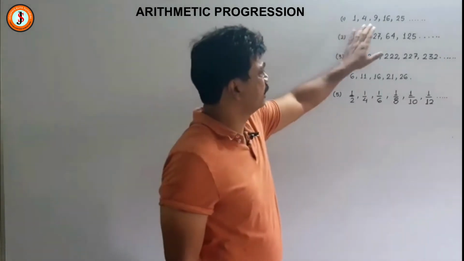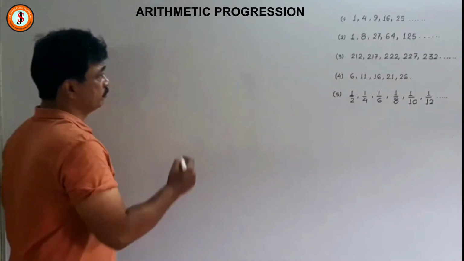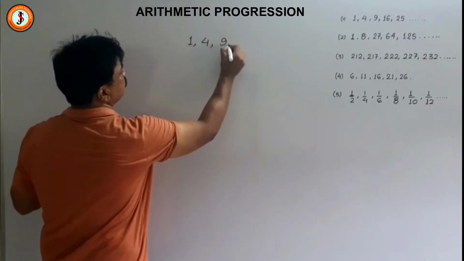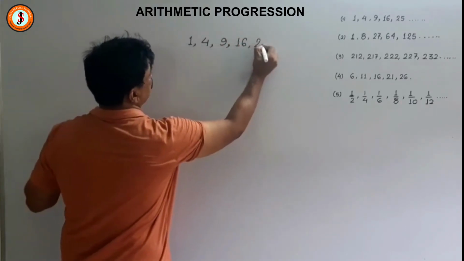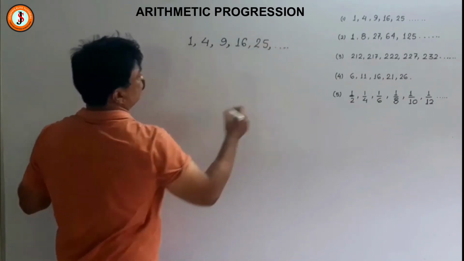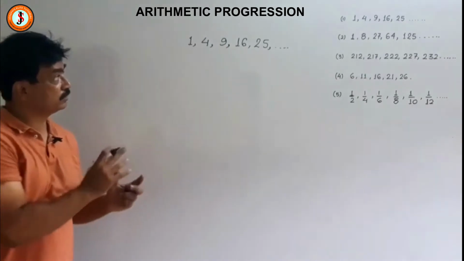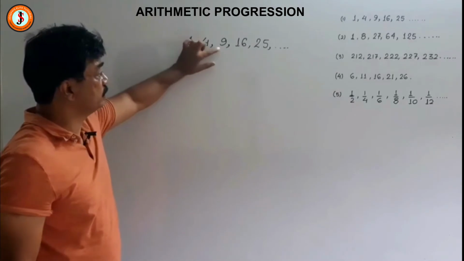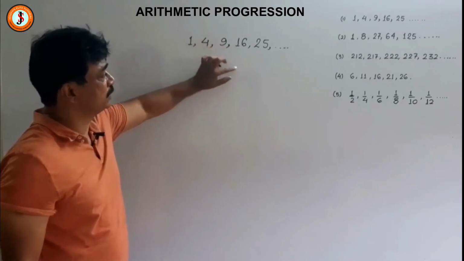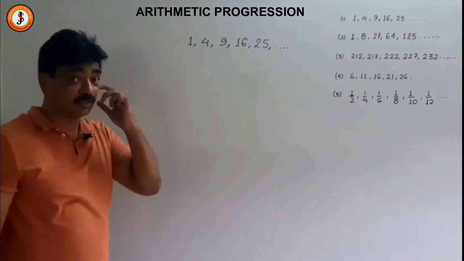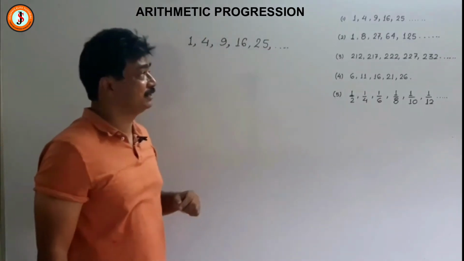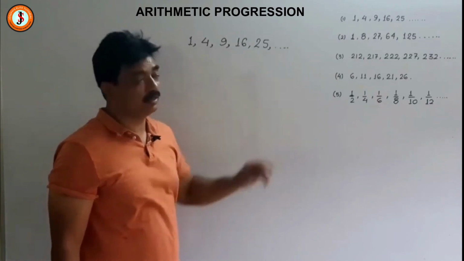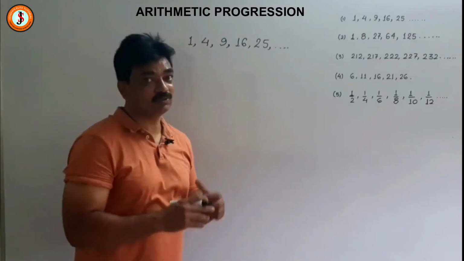Like 1, 4, 9, 16, 25. Suppose I ask you a question, what is the next number? So then you have to think if there is a pattern. Now according to me, 1 square is 1, 2 square is 4, 3 square is 9, 4 square is 16, 5 square is 25. So the next number will be 6 square, that will be 36, then followed by 7 square, 49. So there is a pattern in these numbers, so they form a sequence.